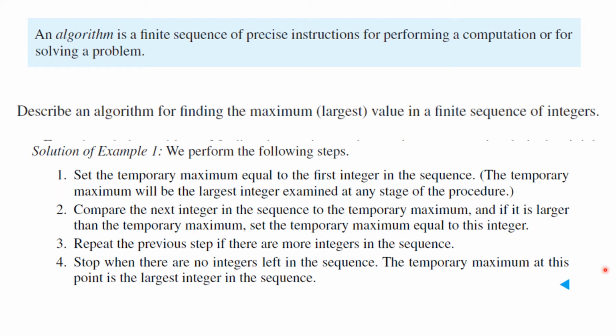Set the temporary maximum equal to the first integer in the sequence. The temporary maximum will be the largest integer examined at any stage of the procedure. Compare the next integer in the sequence to the temporary maximum, and if it's larger than the temporary maximum, set the temporary maximum equal to this integer. Repeat this step if there are more integers in the sequence. Stop when there are no integers left in the sequence, and the temporary maximum at this point is the largest integer in the sequence.